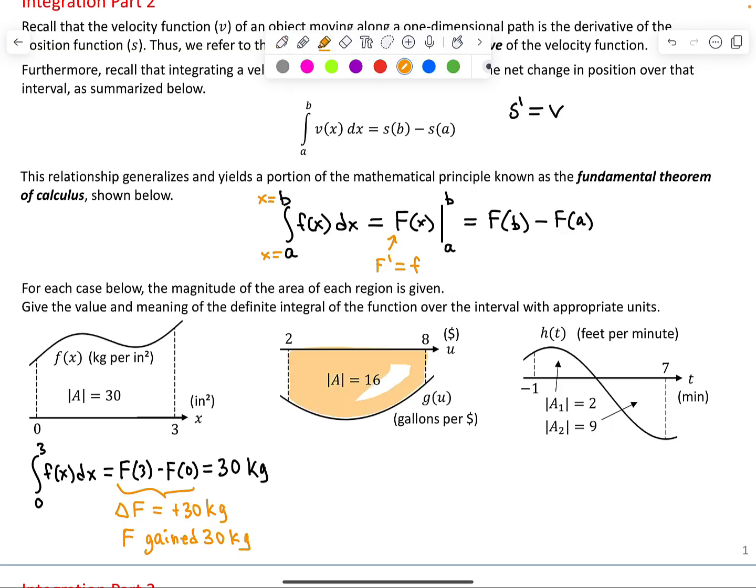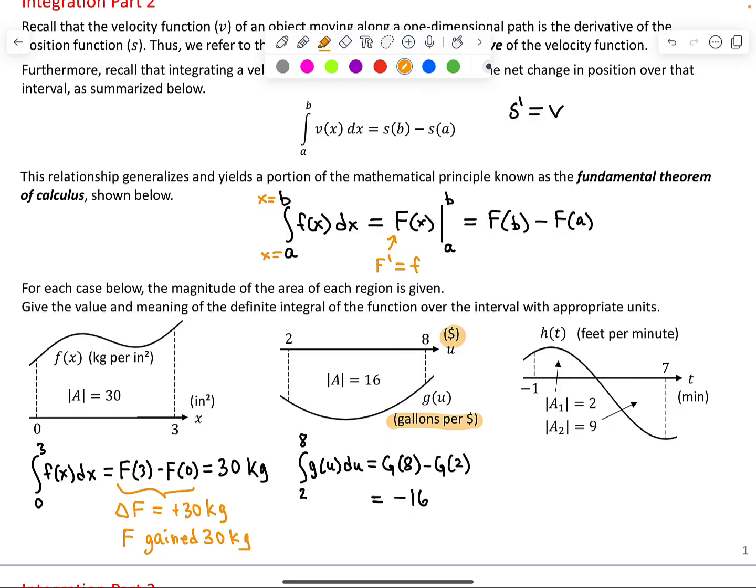In this middle case, the area of this region is 16. This time our function is below the independent variable axis, so the outputs are all negative. The independent variable is u, standing for dollars, and the outputs g of u will have units gallons per dollar. And we're integrating between $2 and $8. So here, an integral from 2 to 8 of g of u du would be equal to some antiderivative G evaluated at 8 minus that same antiderivative evaluated at 2. And in this case, we would get a negative value because the outputs of the function are below the independent variable's axis. The units on this will be dollars times gallons per dollar.